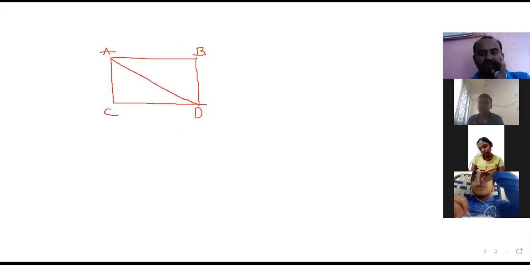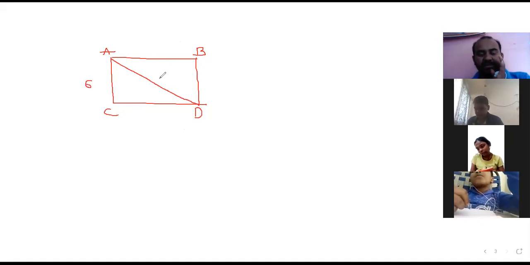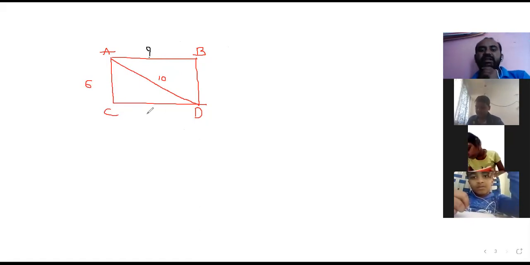Next, what do they give? 6 centimeters, 10 centimeters. This is 6 and this is 10. And what are they asking? AB value. Now can you do it? They are asking this side length. What is that length? How to do this problem? Very important problem.